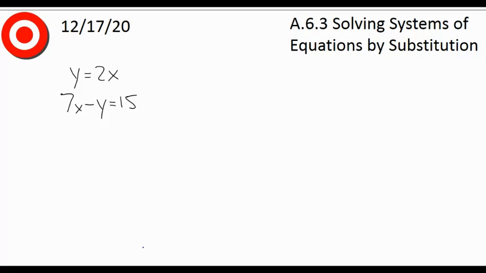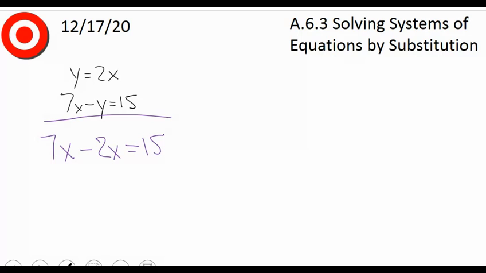So what I could do is take this 2x and substitute it into the second equation. I could rewrite this second equation as 7x minus, and in place of that y, I could put a 2x because y and 2x are the same thing. So instead of 7x minus y, I'm going to put 7x minus 2x, and that equals 15 still. Basically, I rewrote that second equation, but instead of the y, I put a 2x. The great thing about this now is this equation only has one variable. It only has x's in it, which means I can solve it.